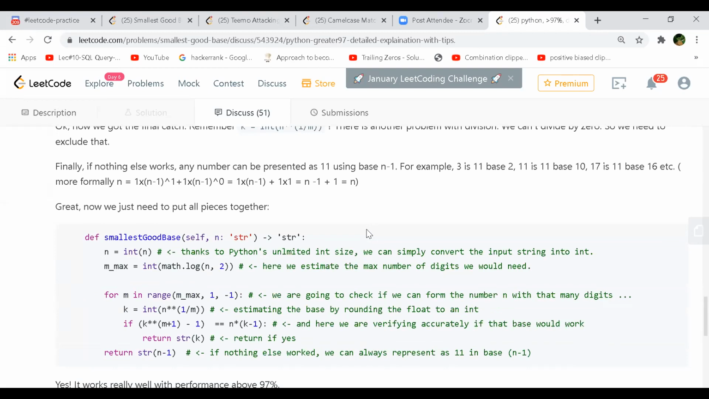I think now I got it. In the if condition, he is doing m plus 1 instead of m minus 1. So I think this is correct only. If you actually see the formula, that is k to the power n minus 1 by k minus 1. So instead of calculating the m minus 1th root, he is calculating the mth root and he's checking that equation. Yeah, I think it is correct.